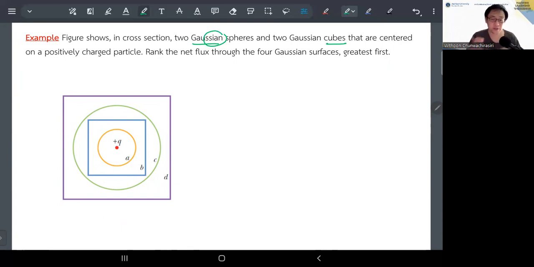So now say you have two spheres wrapping this positive Q charge at the center, and you have two cubes wrapping around this charge at the center as well. Rank the net flux through the 4 Gaussian surfaces. Which one will give you the greatest amount of flux?